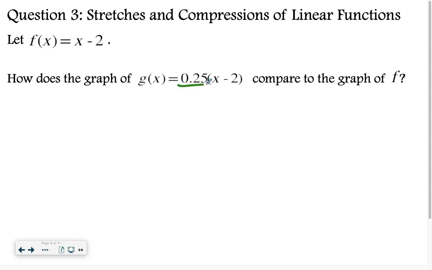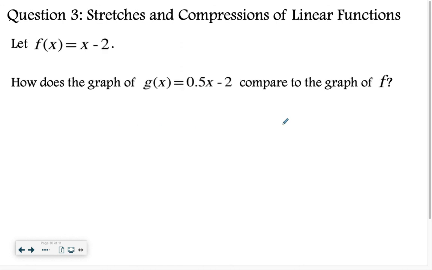Hopefully you noticed that the number was outside of the parentheses. It wasn't just with the x, so that means that it's going to be a vertical something. And since it's between 0 and 1, it's a vertical compression. Okay?